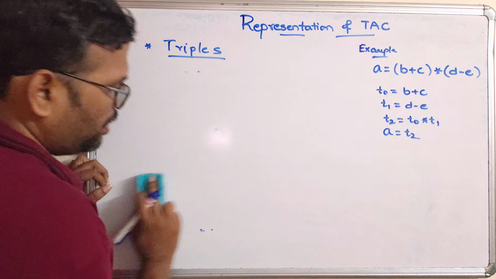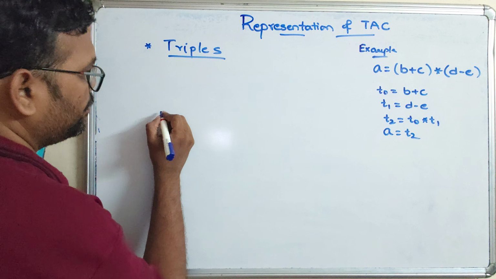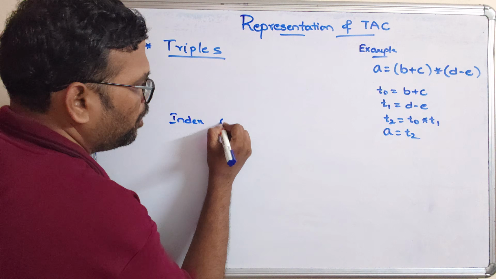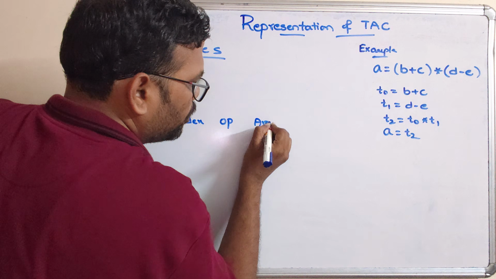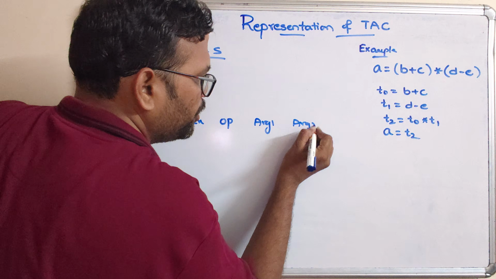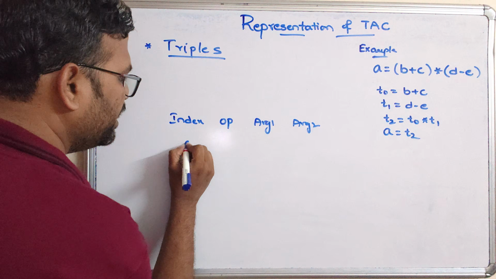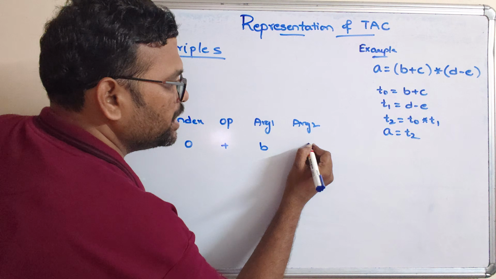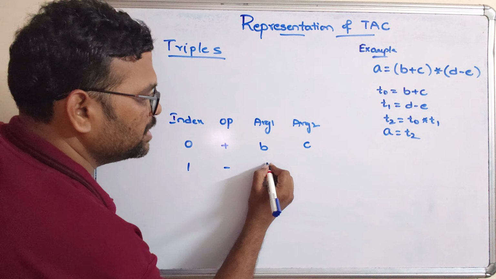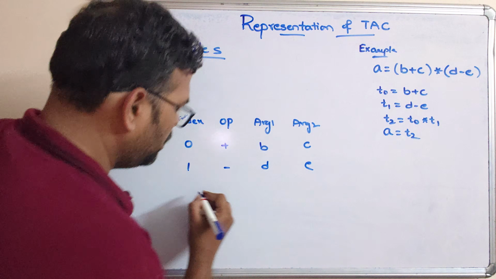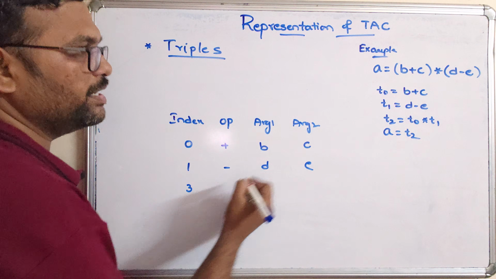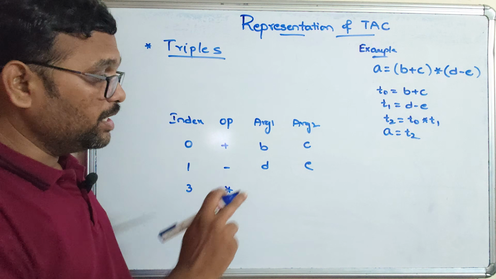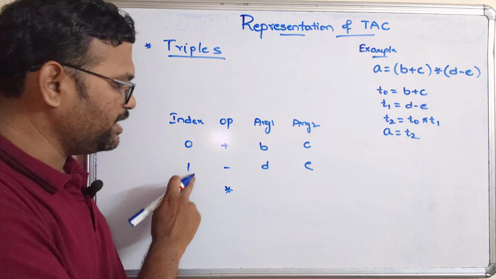Okay, I'll write here. So the first one is index, and operator, argument 1, argument 2. So let it be index 0, 0th index, operator plus, and this is B and this is C. Index 1 minus, this is D and this is E, second statement. Third statement, third index will be star, and here we are not using any temporary variables, but the result is at index 0, result is at the index 1, right?